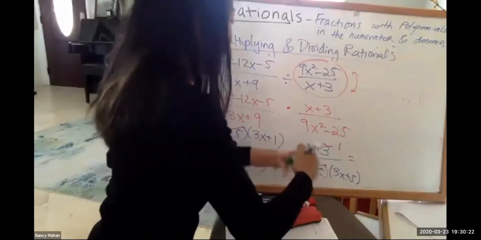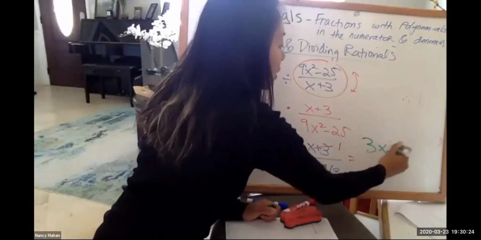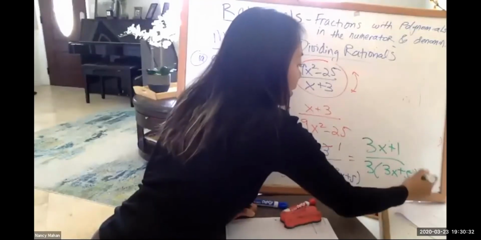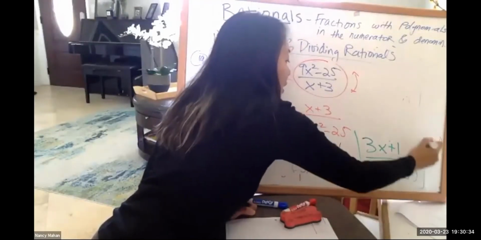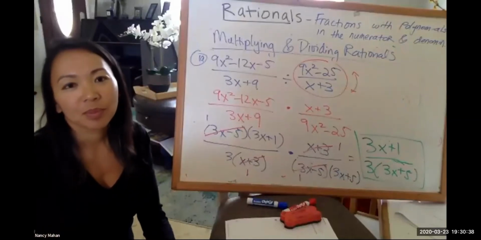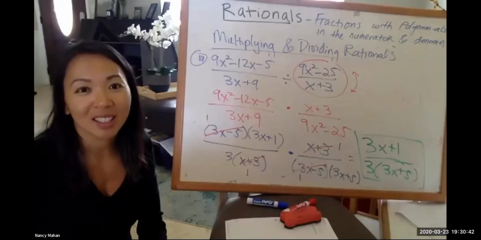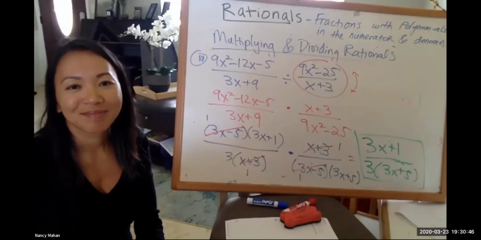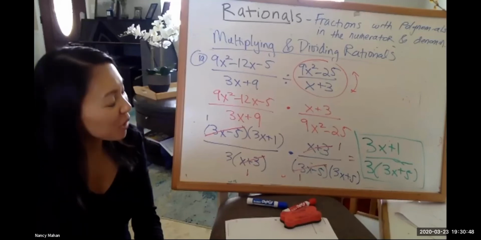So you get 3x plus 1 over 3 parentheses 3x plus 5. All right. Do you guys agree with what Abraham did? Yes. Okay. Does anyone have any questions with what he did? Let me know. All right. Great job, Abraham.